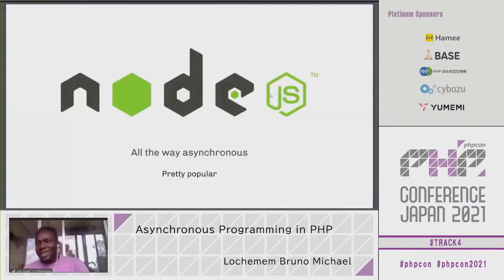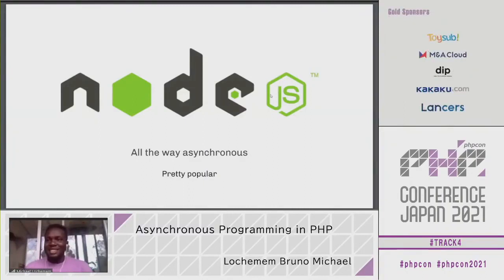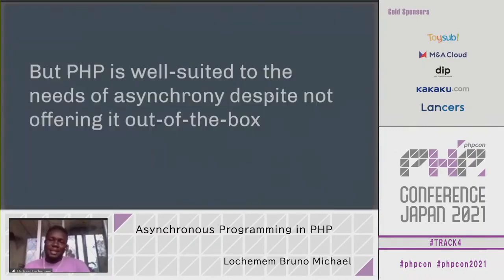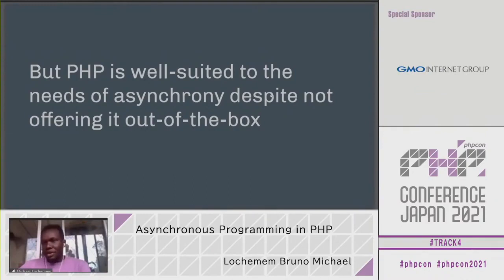Now, usually when you think about non-blocking IO, you think about Node.js. Hey, just write it in Node, is what some people might say. You want to do something non-blocking, just write it in Node. It's all the way asynchronous, built atop Google's V8 engine, and it's pretty popular. But the thing is, PHP is well suited to the needs of asynchrony, and it doesn't offer it out of the box. It doesn't offer it as a default feature. To achieve asynchrony in PHP, you need some additional plumbing.